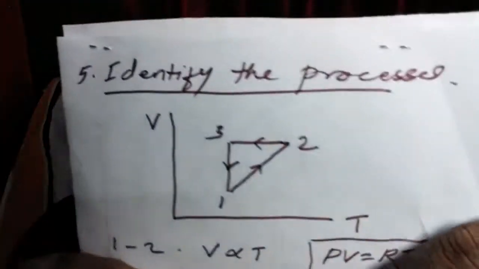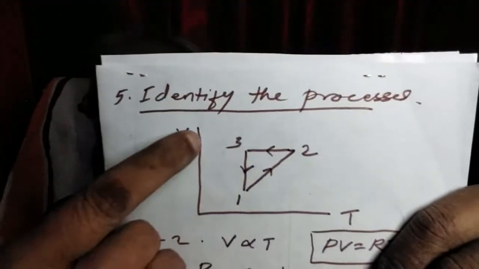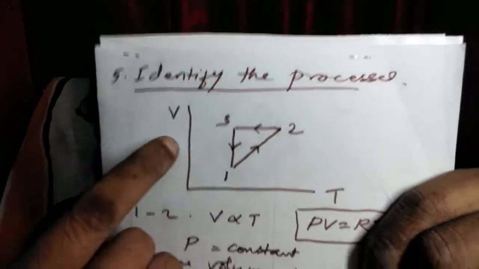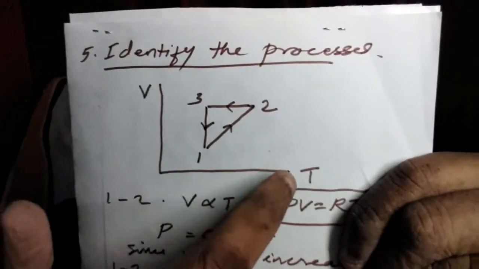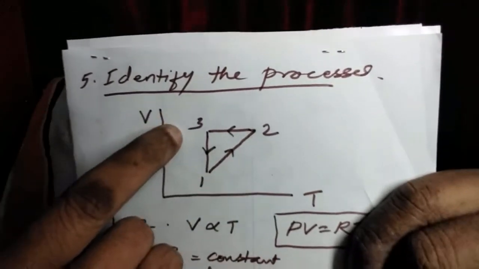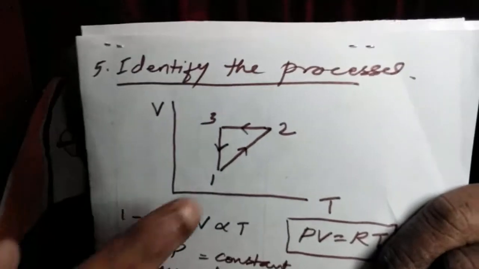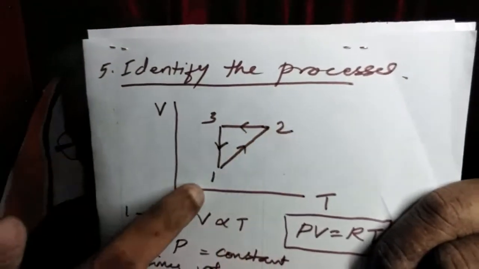Another question. You are given a graph here. The axes are temperature axis and volume axis. Identify these processes. That is the question. 1 to 2, 2 to 3, 3 to 1.